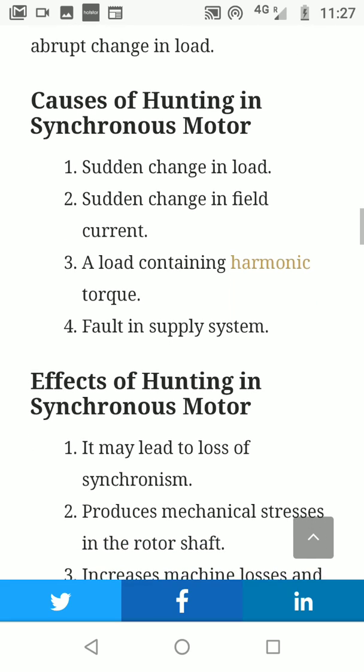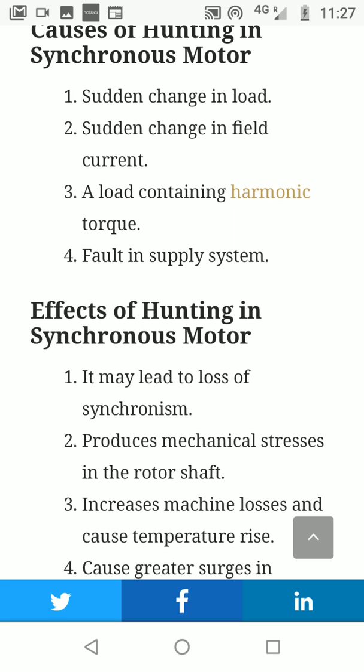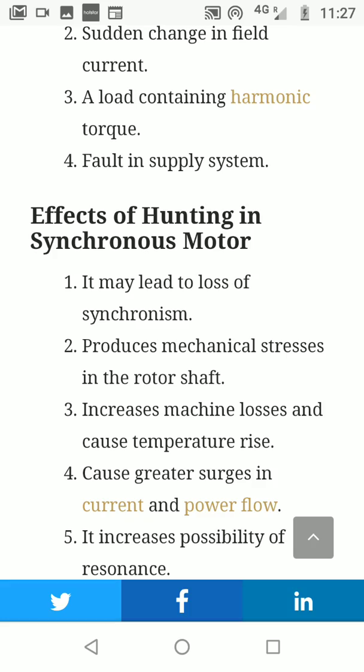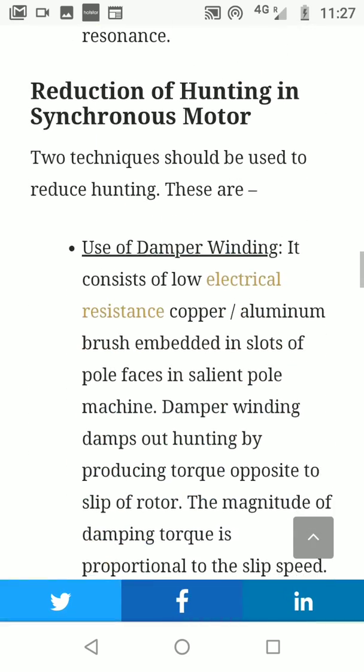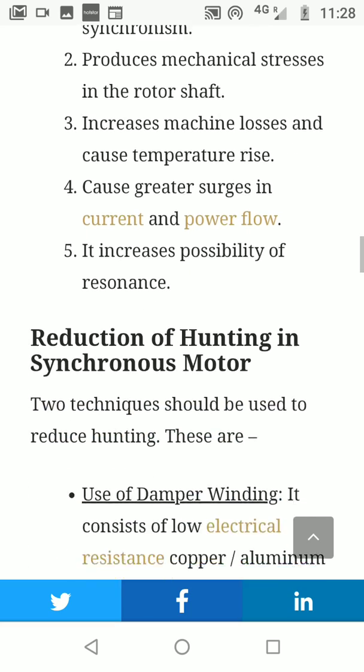So what are some of the causes of hunting? One is sudden change in load, then sudden change in field current, then if the load has harmonic torque, then any fault in the supply system. What are the effects of hunting? It may lead to loss of synchronism. It produces mechanical stresses in the rotor shaft. It increases the machine loss and causes temperature rise. It causes greater surges in the current and power flow. It also increases the possibility of resonance.